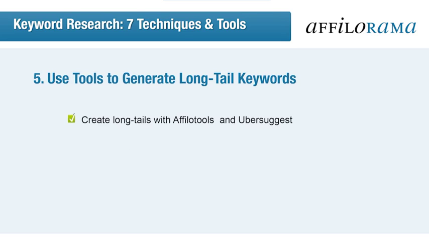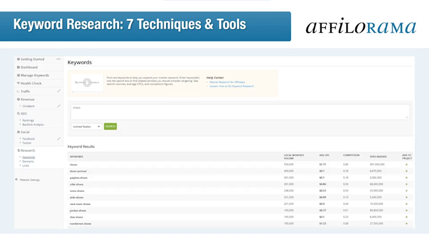You can use tools like Ubersuggest or Affilorama tools to develop a list of highly targeted long-tail keywords. And I'll show you how easy it can be. With Affilotools, you can start plugging in those ideas you came up with earlier. You can download results as a CSV file, including useful data such as search volumes and cost per click.